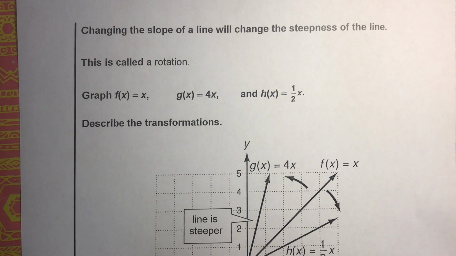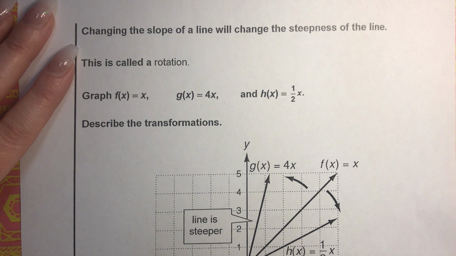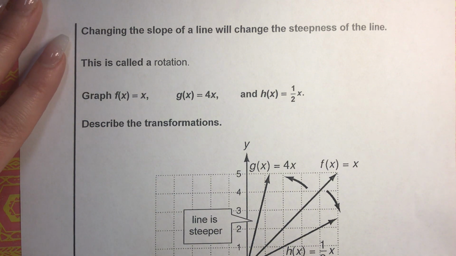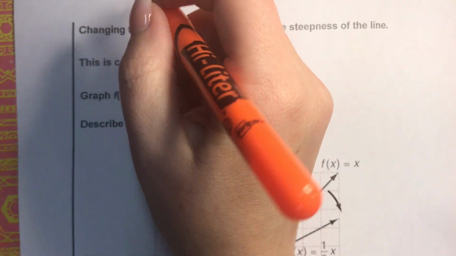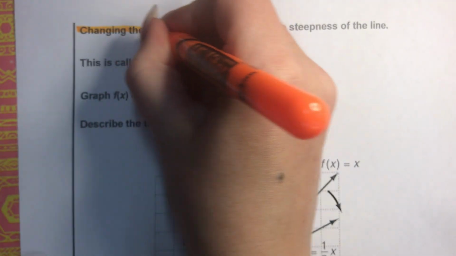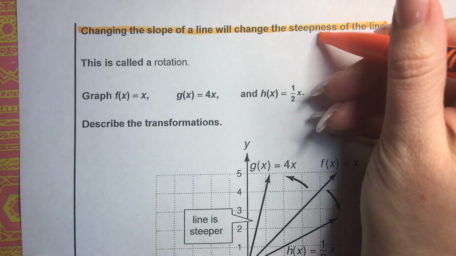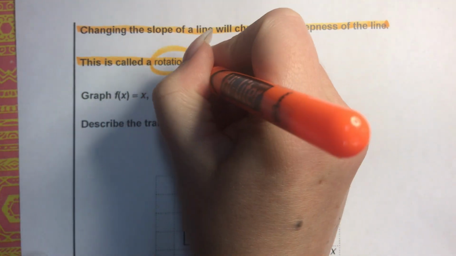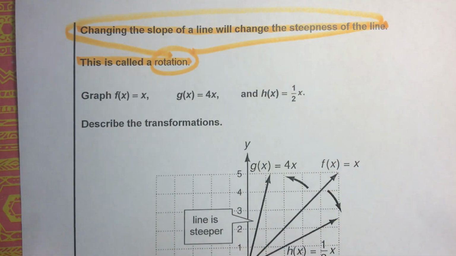All right, welcome back. So in the last example, we were really looking at that y-intercept. And if that y-intercept changed, we knew it was a translation. But now we are going to be looking at the slope. Changing the slope of a line will change the steepness of the line. It will either get more steep or less steep. And this is actually called a rotation. So a rotation has to do with the slope of a line.